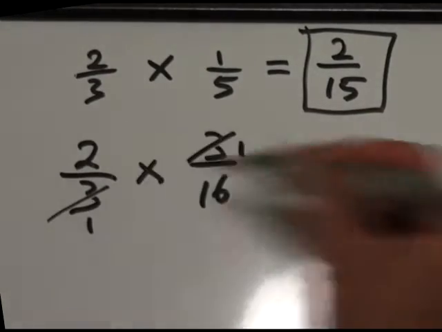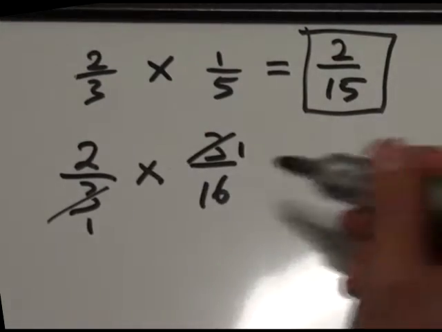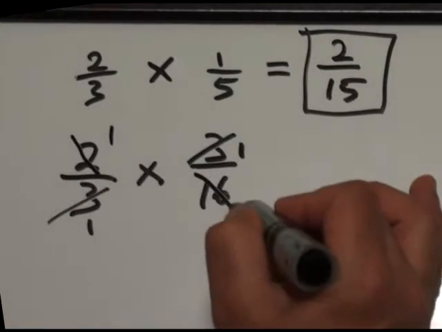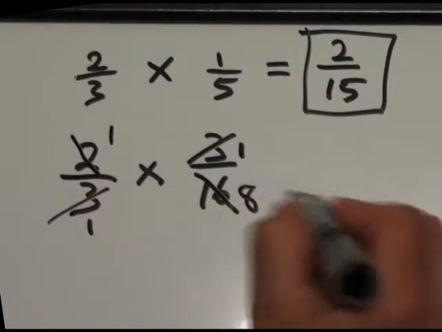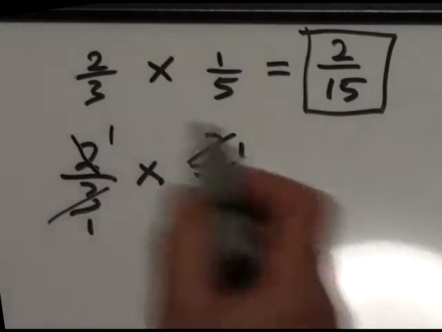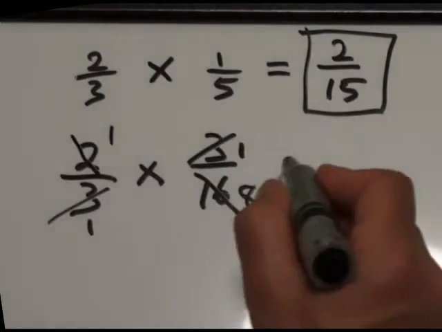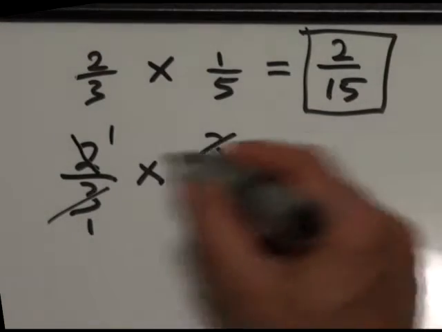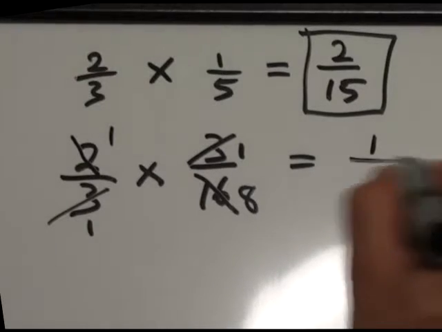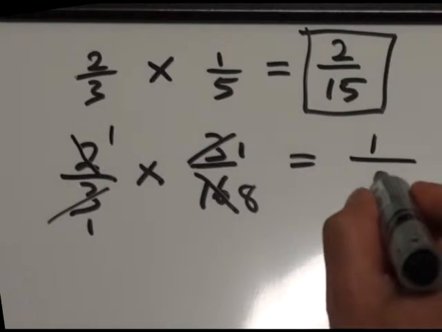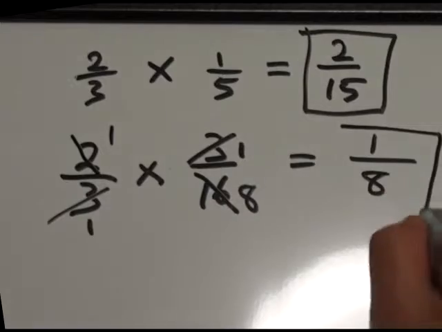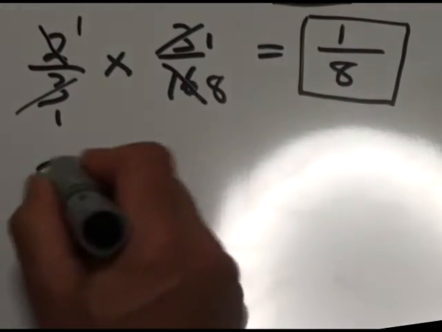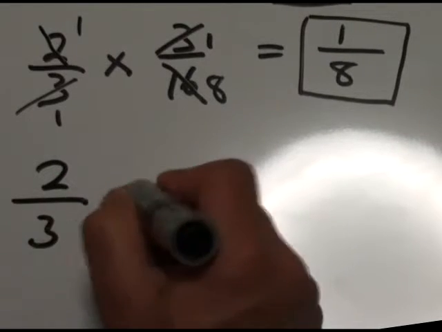What else? Can we do it for any others? Yes, we can do the 2 and the 16. Again, 2 into 2 goes once, 2 into 16 goes 8 times. So that now is all the numbers simplified, and now I multiply the remaining numbers on top together. So 1 times 1 gives me 1 on top, and 1 times 8 gives me 8 on the bottom. And I am done.